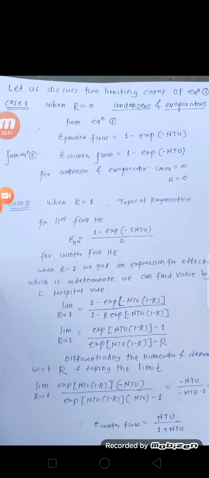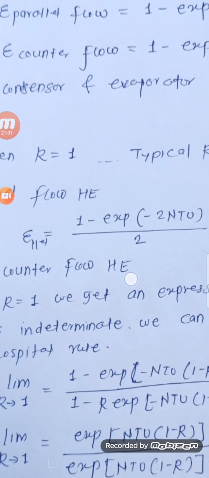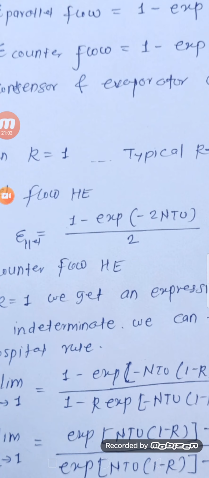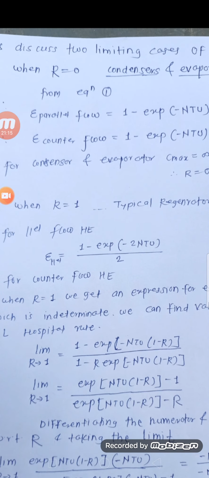Case number 2, when R is equal to 1, and this condition is satisfied for the regenerators. So put R is equal to 1 in equation number 1, that is, the effectiveness of the parallel flow heat exchanger. By putting R is equal to 1, we get the effectiveness of the parallel flow heat exchanger, and what is the value? That is 1 minus exponential of minus 2 NTU divided by 2. So by using this equation, we find the effectiveness of the parallel flow heat exchanger when R is equal to 1.